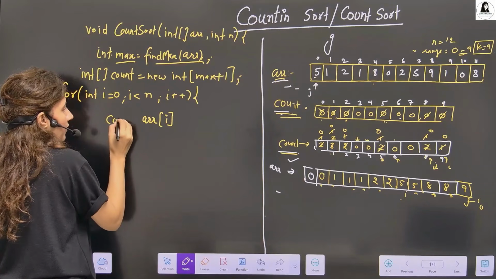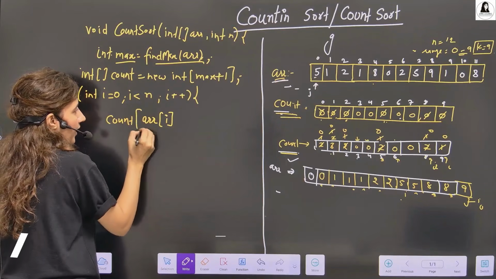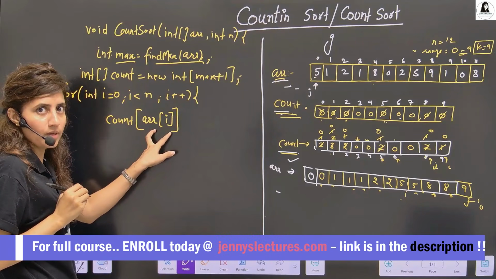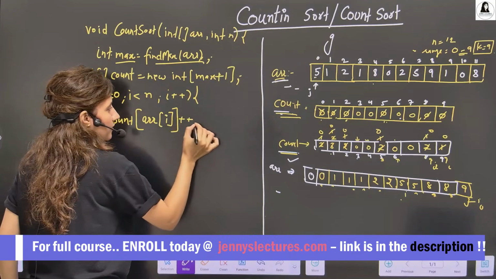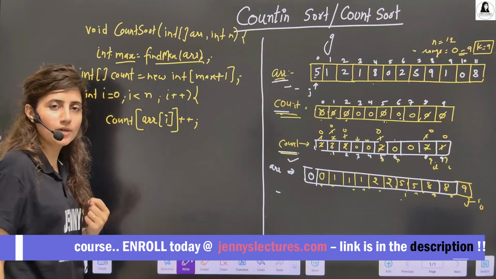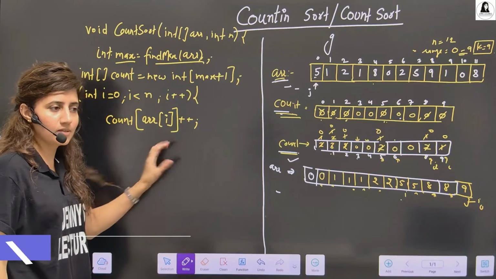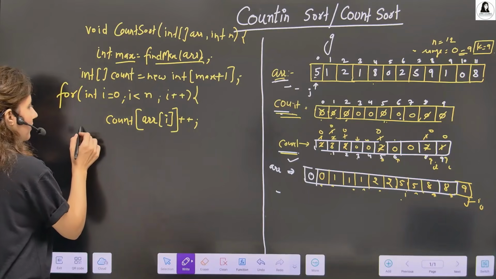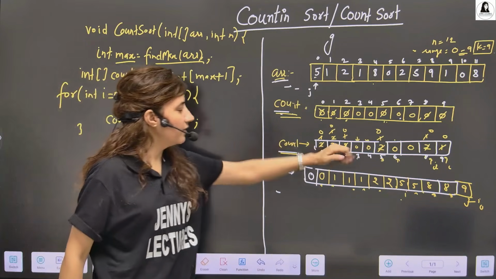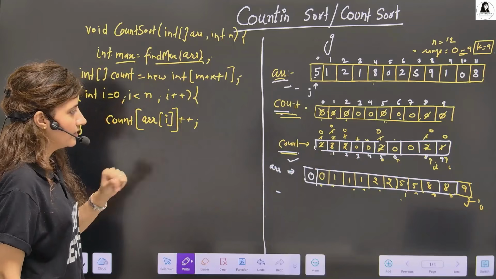Now at this index 5 in this count array, we increment this. So at the count array, at this index, whatever this gives me, I will just do plus plus. Simple. Here you can write prefix or postfix, it doesn't matter. And that's it. We keep traversing and we keep updating this count array. This is the second step.